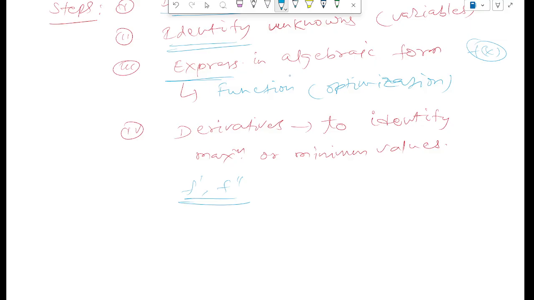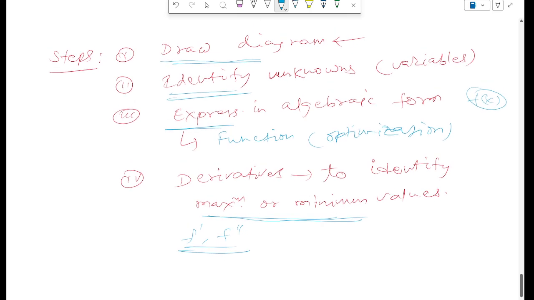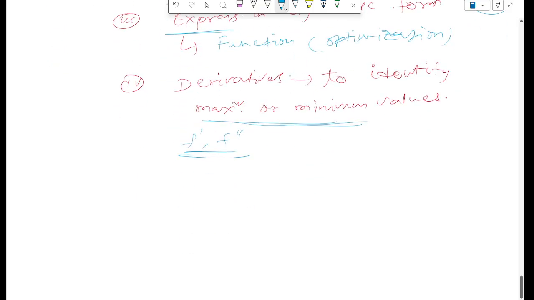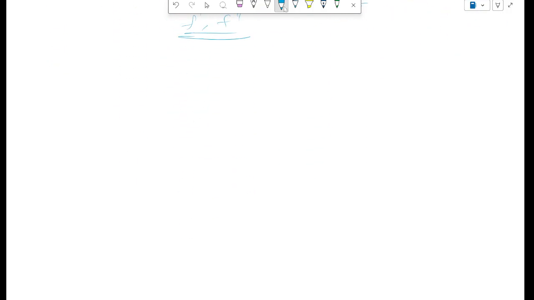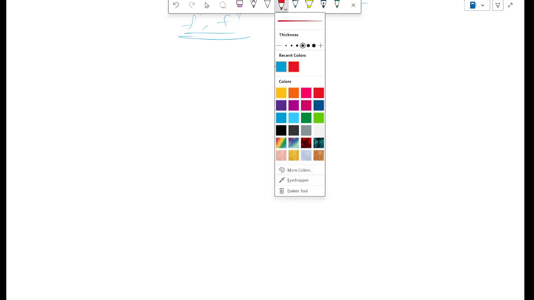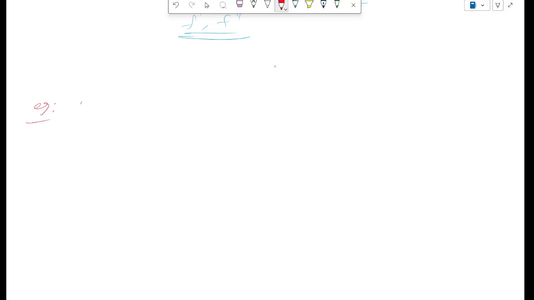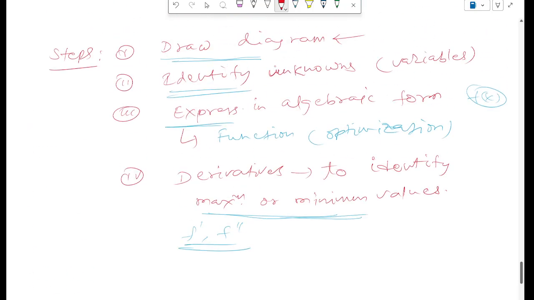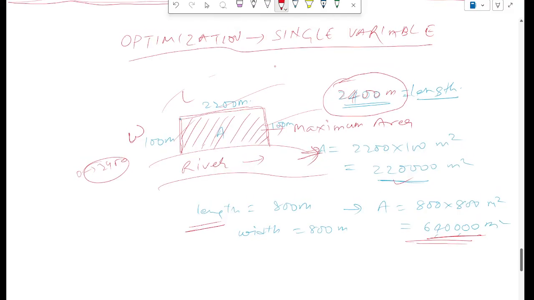And how do we find maximum and minimum value using the first derivative and second derivative tests? That we have already seen in the last video. So in this particular topic, I am going to take a lot of examples and try to understand this topic through solving those examples. So let's take one example. The first example itself, let's try to solve it using our method.